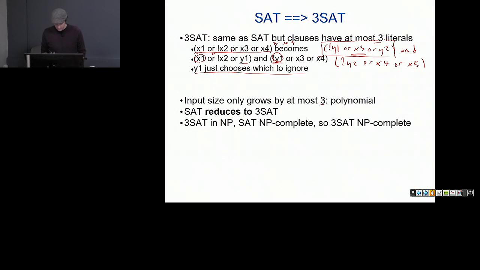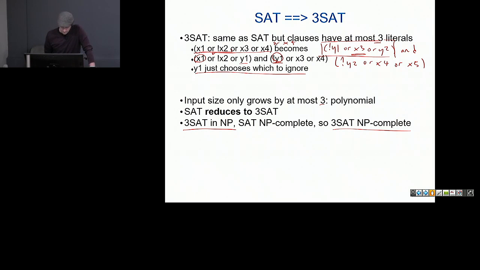The final thing I need to check is that 3-SAT is in NP. In this case, for the same reason that SAT was easily verified, 3-SAT is easily verified. In fact, it's a special case of SAT, so that's easy. Okay, so given all of these ingredients, we can conclude that 3-SAT is NP-complete. So let me walk you through why we just showed that.